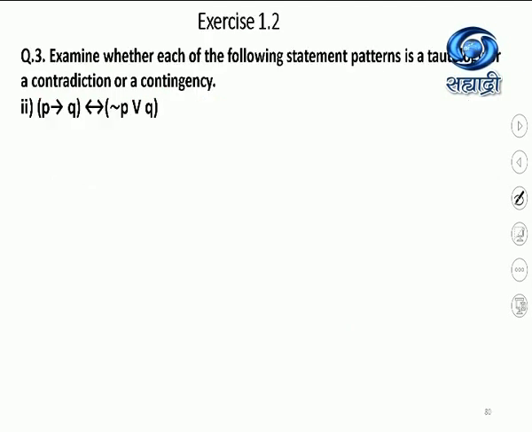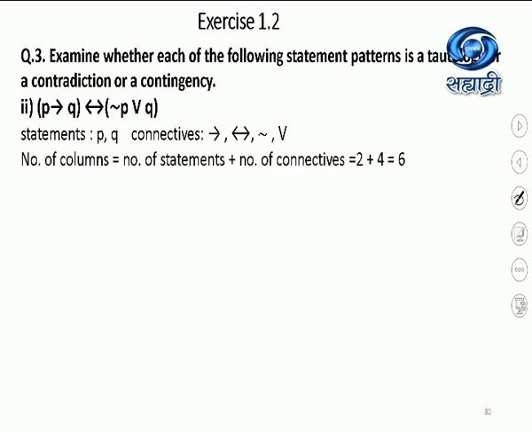So we go for an example in exercise 1.2. The question is very straightforward. That is how the wording of the question in the exam will be. Question 3: Examine whether each of the following statement patterns is a tautology or a contradiction or a contingency. You have to use the truth table again, and we know how to construct the truth table. Now I need not explain anything. Quickly we will see, there are two statements P, Q. How many connectives are there? Implication, biconditional, negation, or.